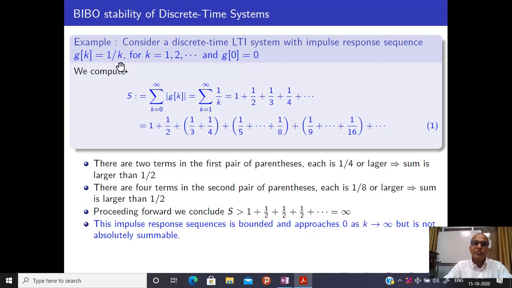So what you have observed is that in this particular sequence, at each instant the sequence is going to decay, and at infinity it is going to become 0.